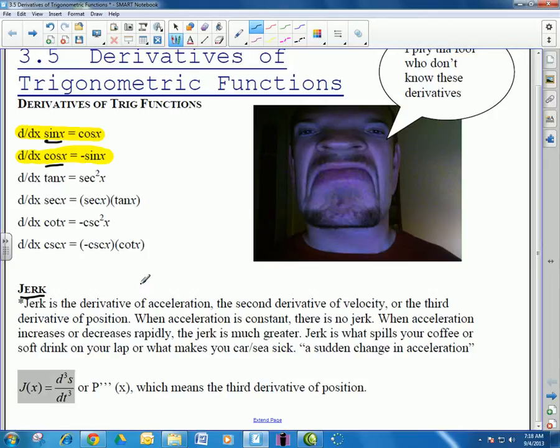And if you decelerate really quickly, so you slam on the brakes, it throws you forward or jerks you forward. It's a sudden change in acceleration. Just be familiar with that: jerk is the third derivative of the position function, the second derivative of velocity, or the first derivative of acceleration.